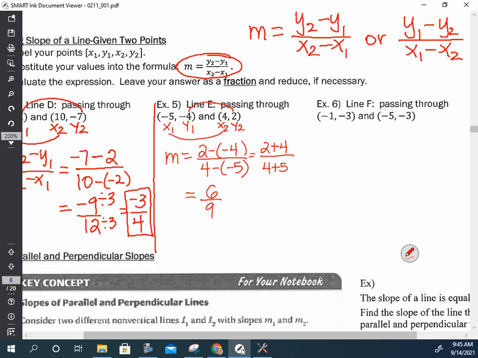4 minus -5 is the same thing as 4 plus 5, which is 9. And 6 over 9 can be reduced. You can divide both of them by 3. So that's 2 over 3 as your slope. We have a positive slope, which means this graph would have been rising from left to right.